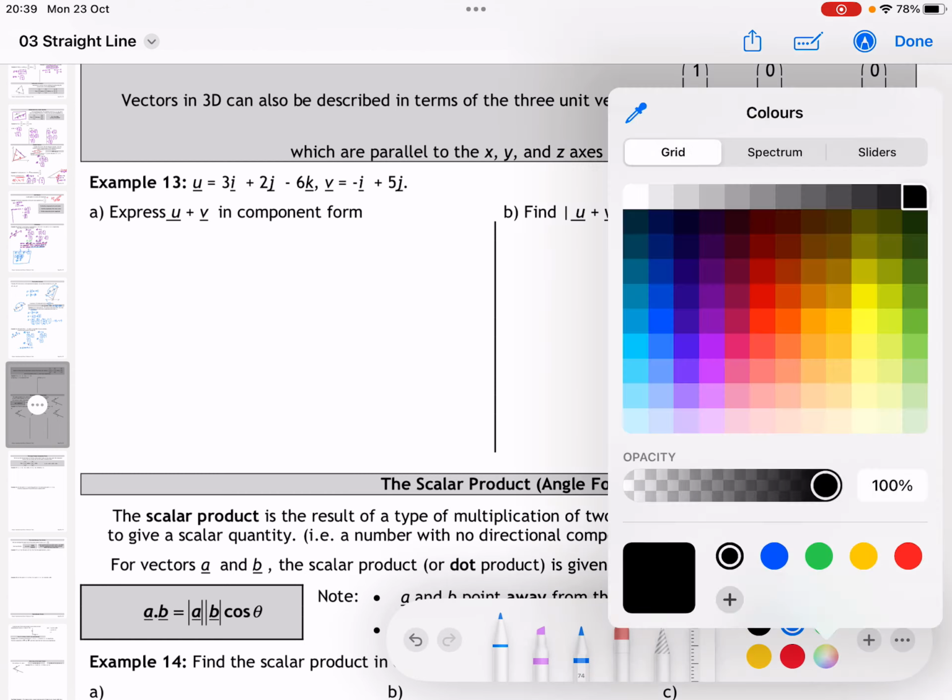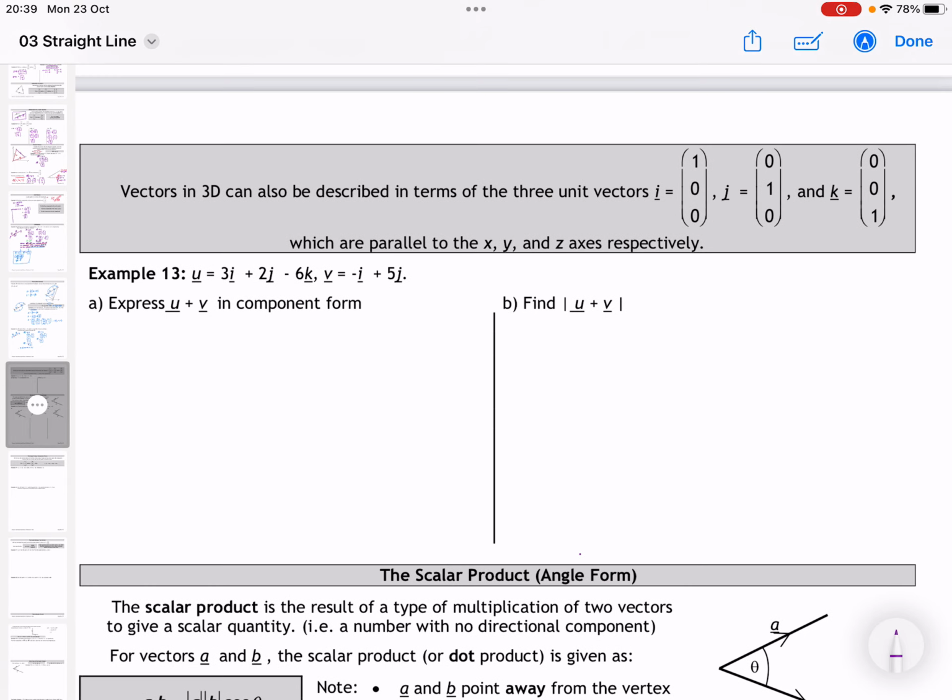So, I missed the purple pen. This is the x's, this is the y's, this is the z's. Okay? You have to write them in alphabetical order in order to extract the components.